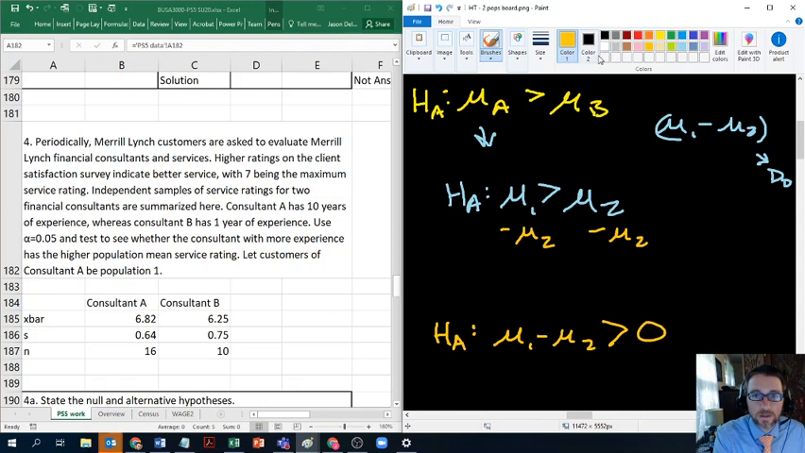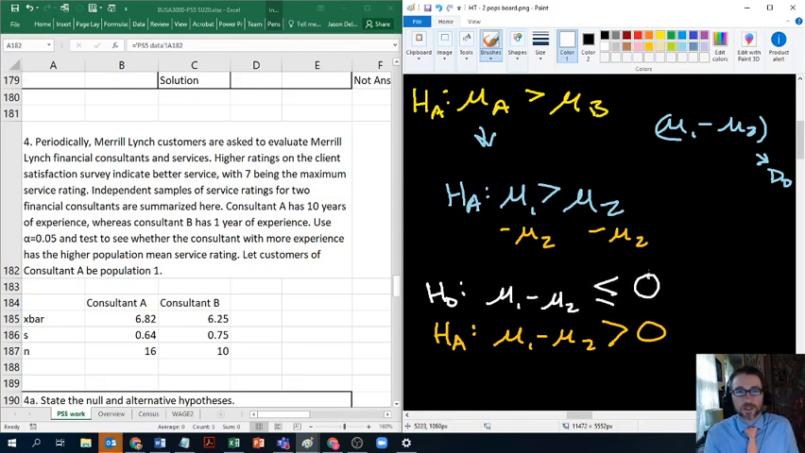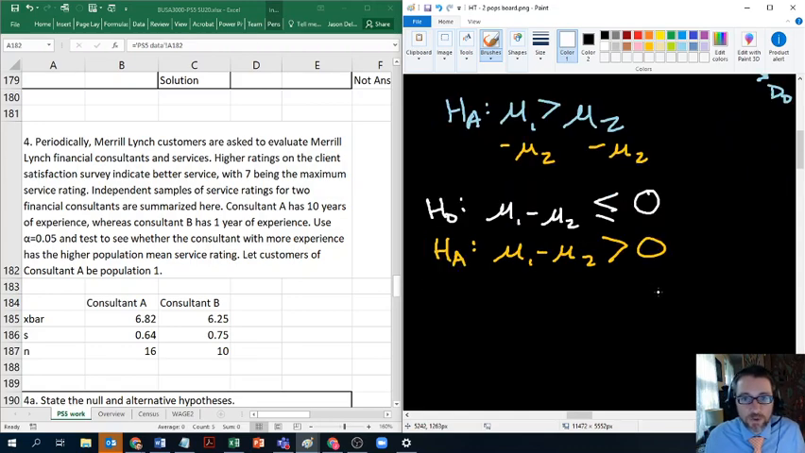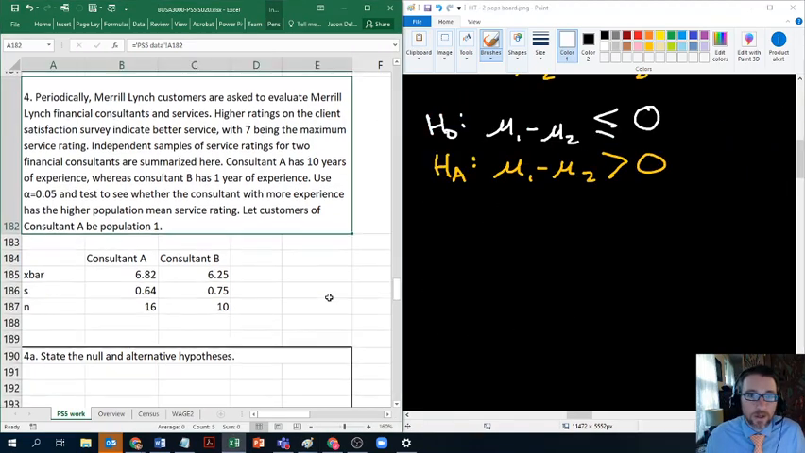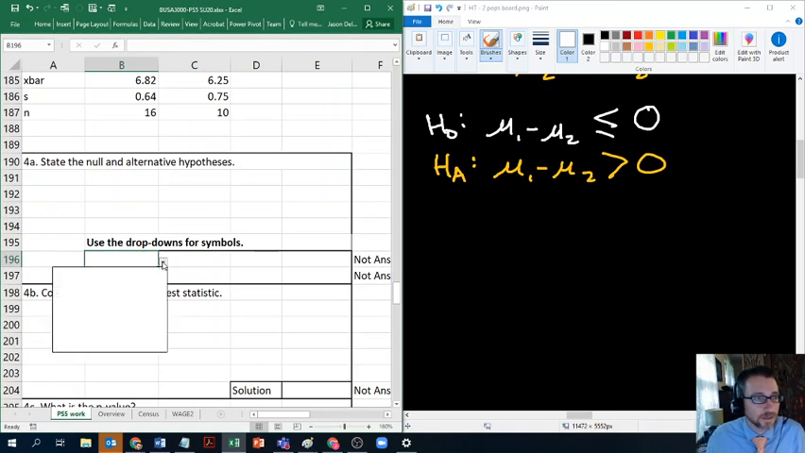The null hypothesis that corresponds has the same form, but it has the opposite binary relation, right? Because we need those to be mutually exclusive and exhaustive. So mu1 minus mu2 is less than or equal to 0. So those are the null and the alternative hypothesis that we're going to be choosing from.